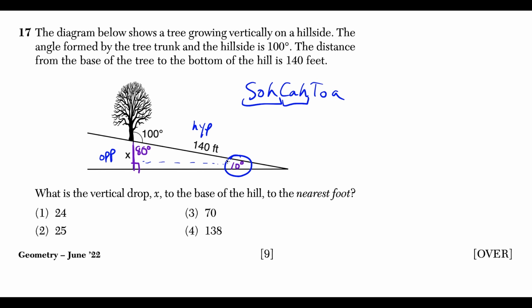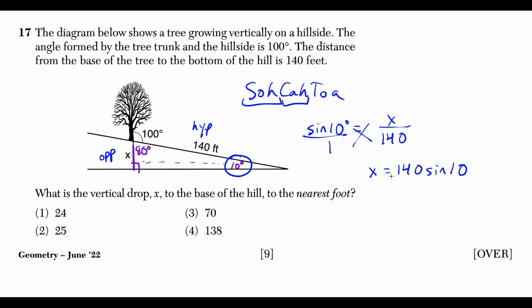So if we're going to use the 10 degree angle, we're going to say sine of 10 degrees is equal to the side opposite, which is x, over the hypotenuse, which is 140 feet, but we'll leave the units out and we'll just look for the value of x. So now we have x times 1 is equal to 140 times sine of 10 degrees.